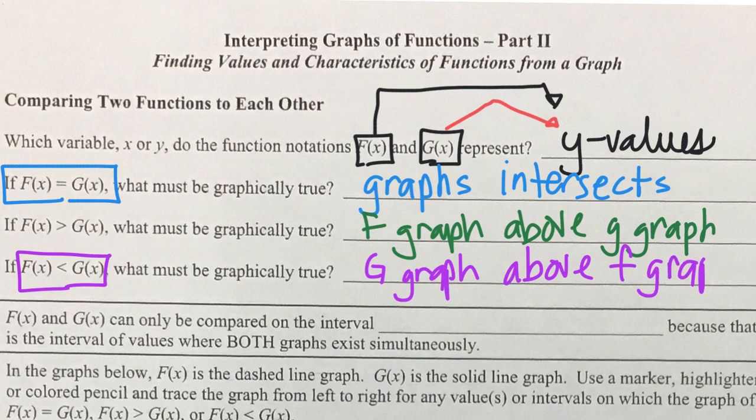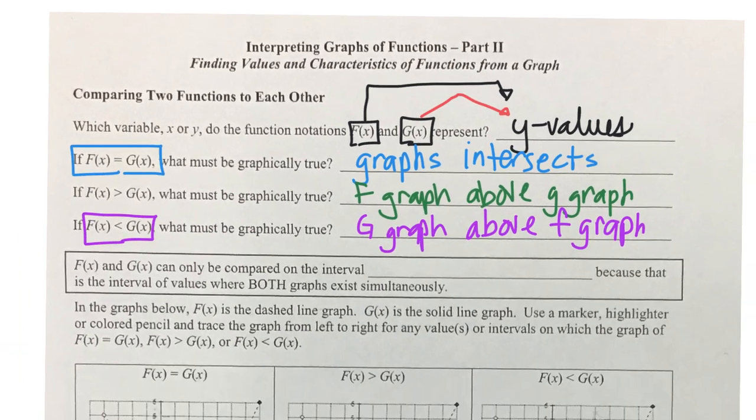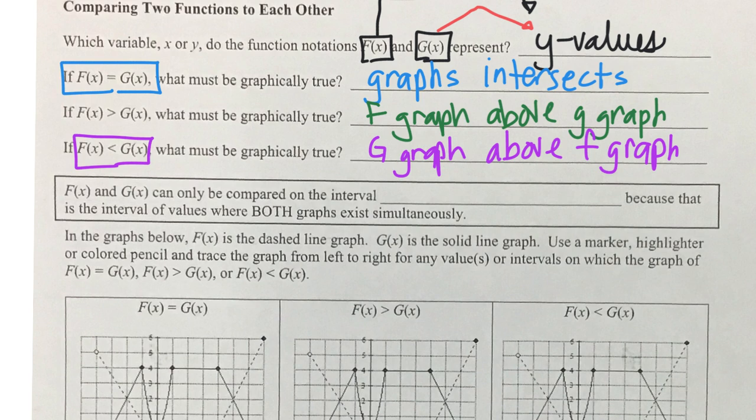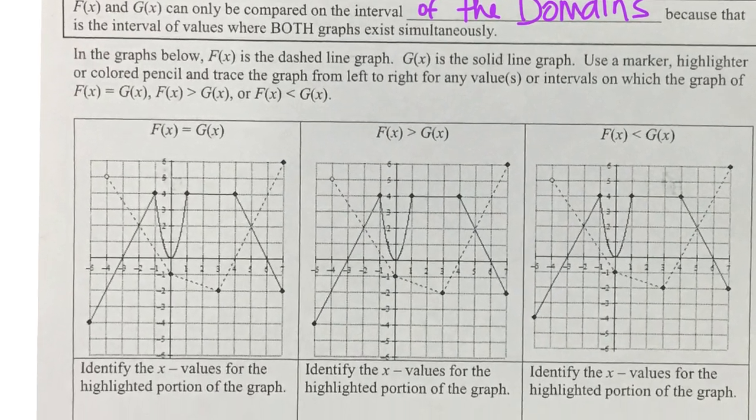So we're going to talk about how these relate to each other. Which one is above, which one is lower, and then of course we'll be doing some operations on those: adding, subtracting, multiplying, and dividing. Okay, so f of x and g of x can only be compared on the interval where both graphs exist simultaneously. So in order for us to compare them, the domains have to overlap, because we can't have an x value that belongs to f that doesn't have one that belongs to g. We can only compare them if they are actually overlapping.